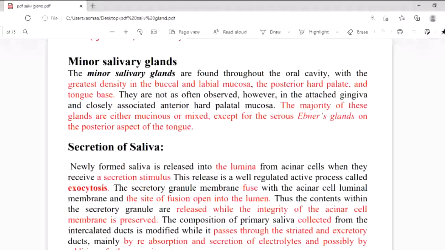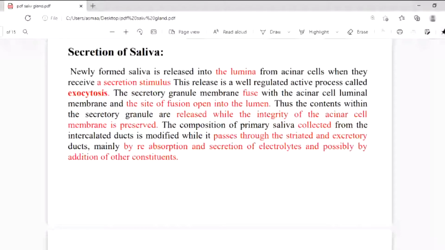Secretion of saliva. We call the process of secretion of saliva exocytosis. The saliva is released into the lumina from the acinar cells when they receive a secretion stimulus. When the acini receive a stimulus telling them to secrete saliva, this release is a well-regulated active process called exocytosis. The secretory granule membrane fuses with the acinar cell luminal membrane, and the site of fusion opens into the lumen. Thus, the contents within the secretory granule are released while the integrity of the acinar cell membrane is preserved.